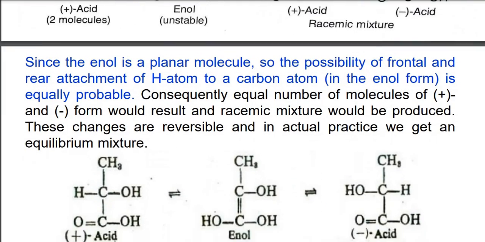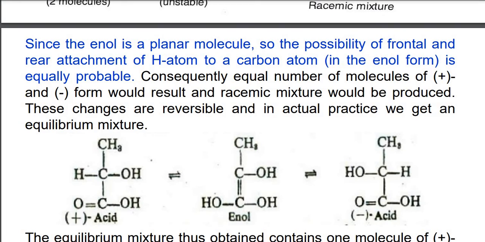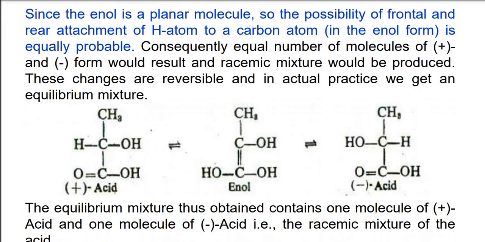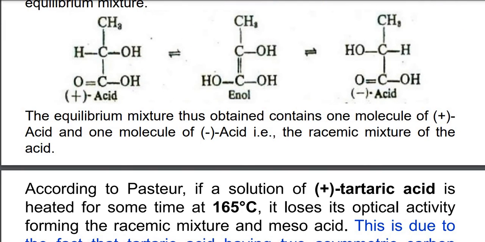Since the enol is a planar molecule, the possibility of frontal and rear attachment of the hydrogen atom to the carbon atom in the enol form is of equal probability. Consequently, equal numbers of molecules of the positive and negative forms would result, and the racemic mixture would be produced, and the changes are inverted. In actual practice, we get an equilibrium mixture. So the equilibrium mixture thus obtained contains one molecule of plus acid and one of minus acid, so a racemic mixture of the acid.